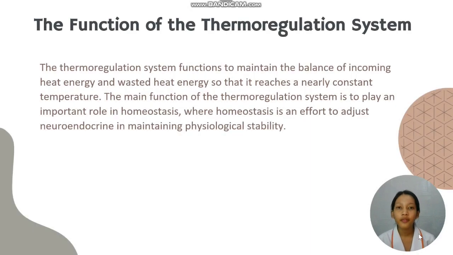The function of the thermoregulation system. The thermoregulation system's function is to maintain the balance of incoming heat energy and waste heat energy so that it reaches a nearly constant temperature. The main function of the thermoregulation system is to play an important role in homeostasis, where homeostasis is an effort to adjust neuroendocrine function in maintaining physiological stability.